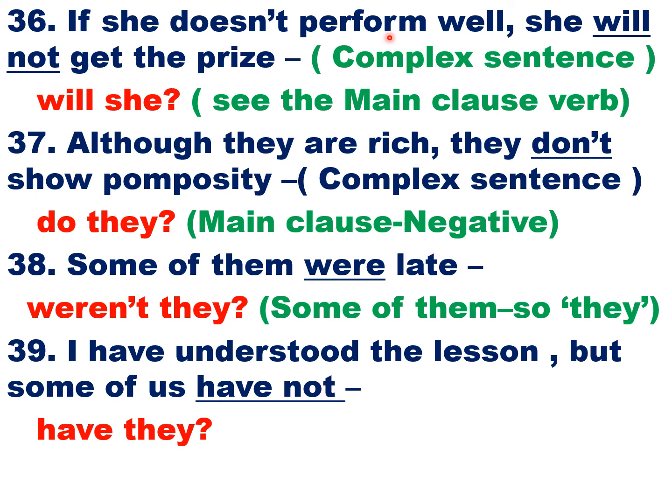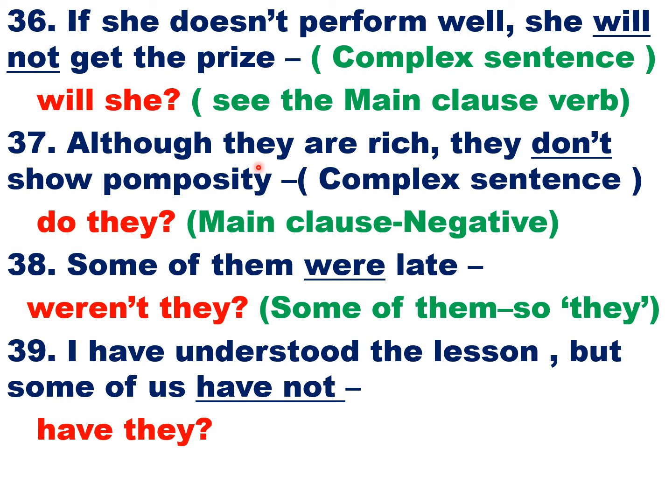If she doesn't perform well, she will not get the prize. This is a complex sentence. If she doesn't perform well is a subordinate clause. She will not get the prize is a main clause. We have to see the main clause. She will not get the prize. This is a negative statement. See the verb will, so will she. Positive tag, will she.